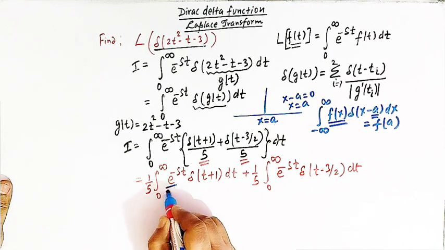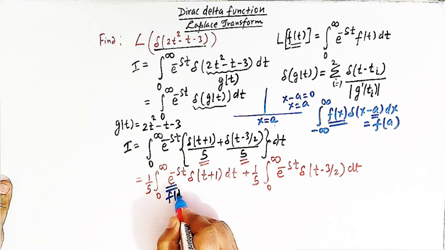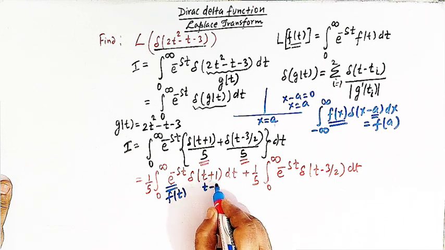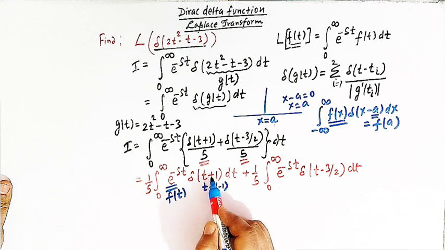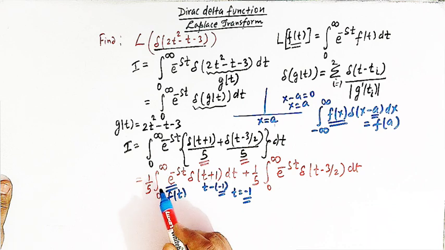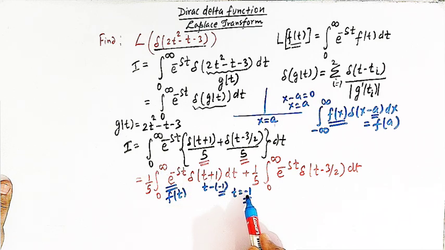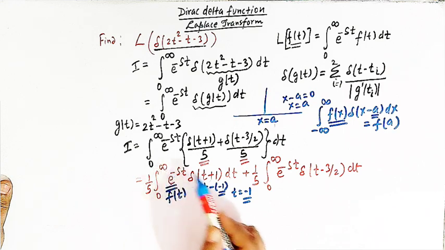So in the first case, we have the function f of x. Here we can assume this function as f of t because the variable is t, right? And here we have t plus 1. So here t plus 1 can be written as t minus minus 1, right? And we can easily see from this integral that this value, that is t is equal to minus 1, is not within this domain, that is 0 to infinity, right? So this point t is equal to minus 1 lies outside this boundary, that is 0 to infinity. So the value of this integral is equal to 0, right?